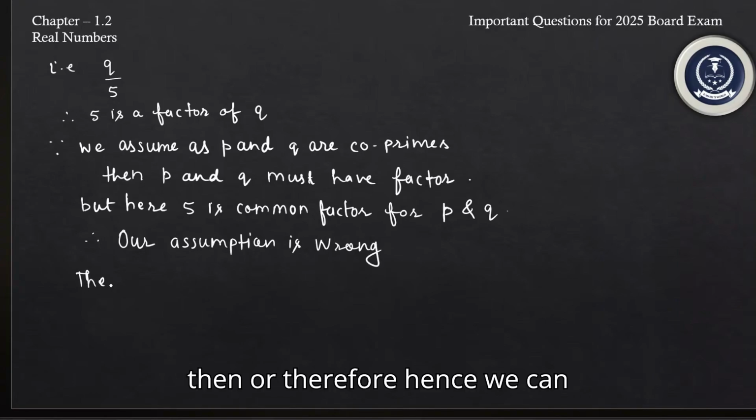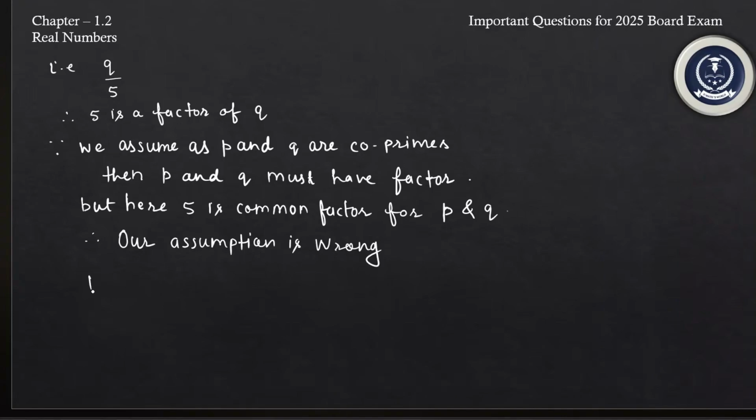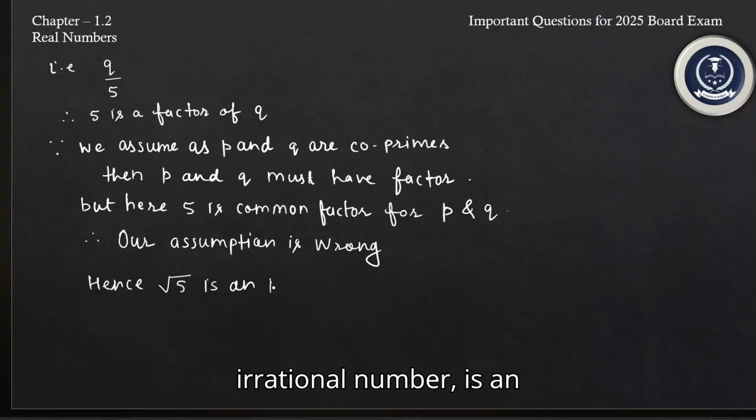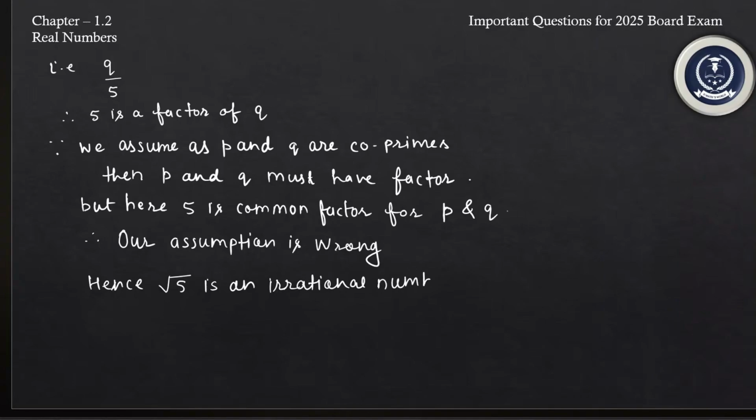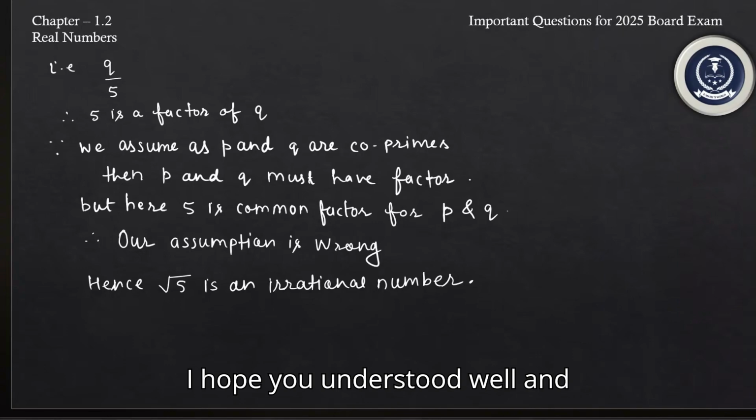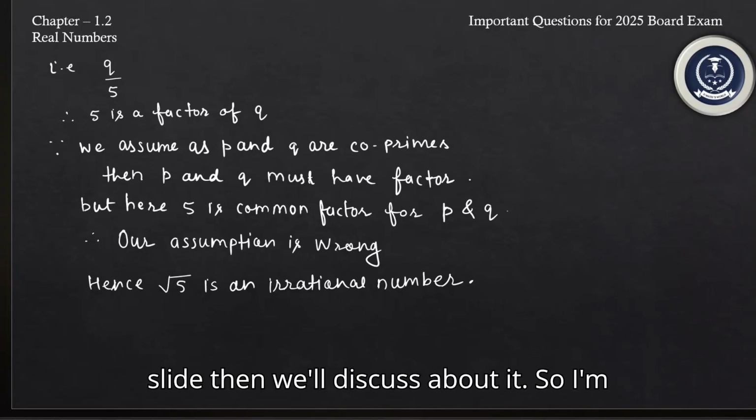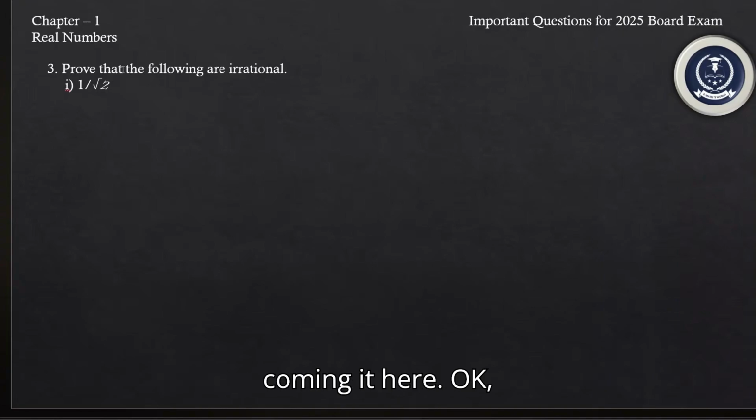Hence, we can directly write root 5 is an irrational number. Okay, I hope you understood well and exactly. So we are going to the next question on the next slide, then we'll discuss it.